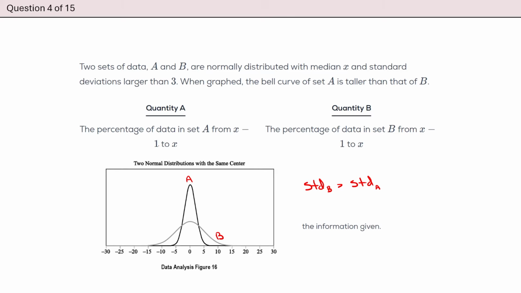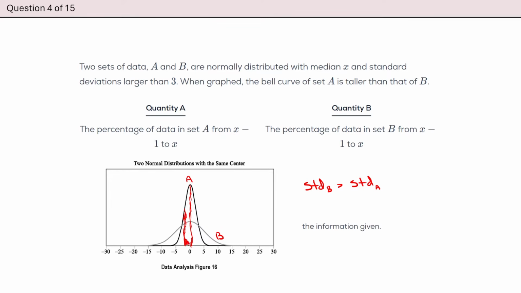Now, the reason why this is important is because if we're starting in the middle of both of these charts, and we're saying the middle to x minus 1 to x, we're going to subtract a little bit, right? So let's go ahead and draw a line right here, for example. Let's imagine this is x minus 1. The question is, where are we capturing more data? Are we capturing more data in A, the tall, skinny one, or in B? Well, let's look at it.